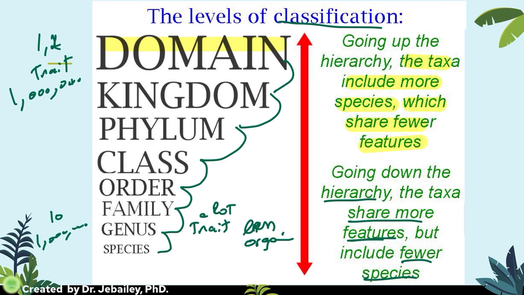So once again, when we look at the domain, it has all the species, that means a large number of organisms, but when it comes to their traits, their similarity is very low. When you get to the genus and species, they have a lot of things in common, a lot of traits in common, but you have fewer organisms in there.